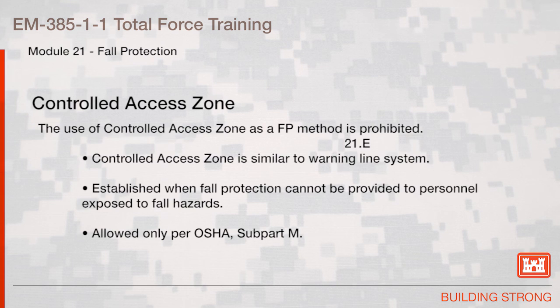A controlled access zone. The use of a controlled access zone as a fall protection method is prohibited. A controlled access zone is similar to a warning line system. It is established when fall protection cannot be provided to personnel exposed to fall hazards. It's allowed only per OSHA Subpart M.